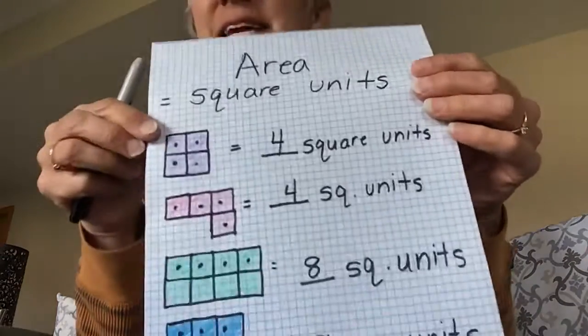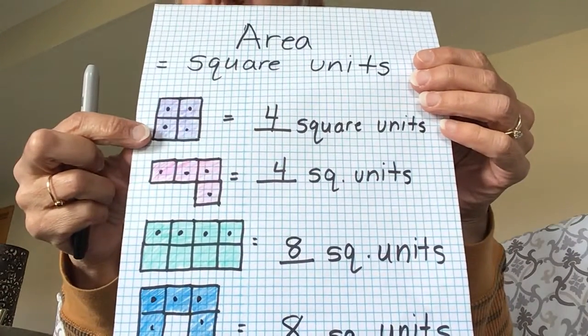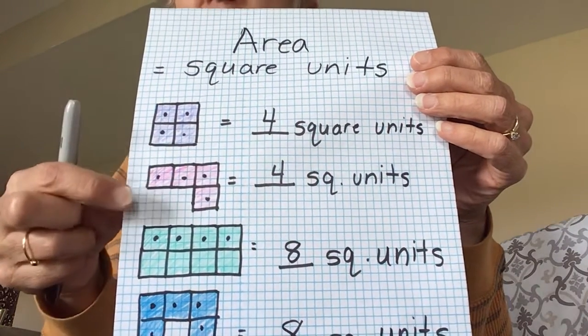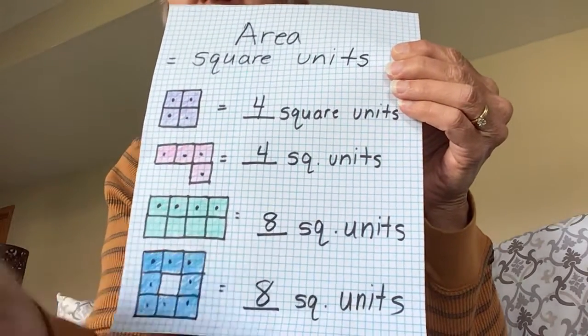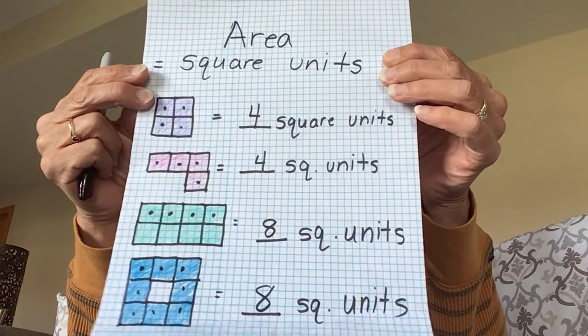So today when you're working on your assignment, keep in mind that you are counting the inside area of each space, and help yourself out by marking them with dots to keep track of where you are. And it's okay to abbreviate square on your math paper, SQ period.